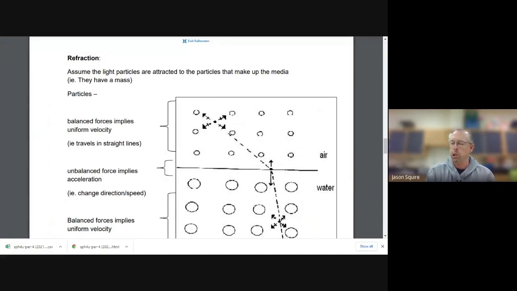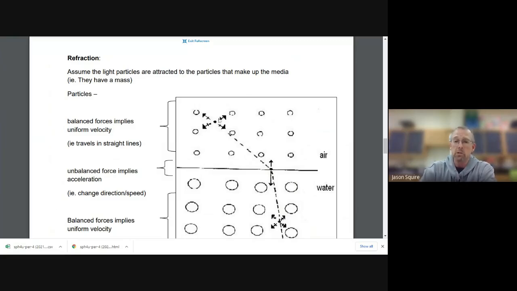So this is refraction. Remember, refraction is about going into a new medium. And in grade 10, you probably talked about light going from air into water and from air into diamond and glass and all that stuff. So that's what we're talking about here. We're talking about going into a new medium. Okay? So if we're talking about these particles, we start off with an assumption. It says, assume that light particles are attracted to particles that make up the medium.